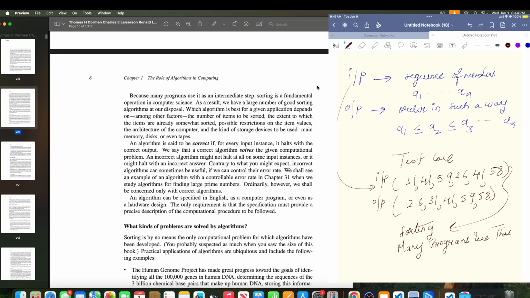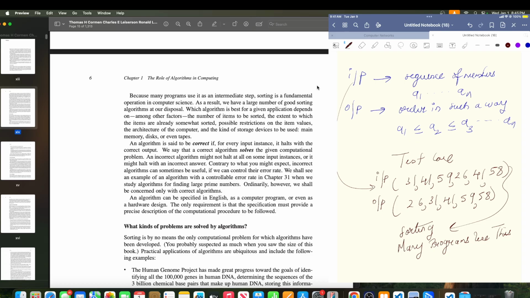Okay. Now, because many programs use it in an intermediate step, sorting is a fundamental operation in computer science. As a result, we have a large number of good sorting algorithms. Which algorithm is best for a given application depends upon, among other factors, the number of items to be sorted, the extent to which the items are already somewhat sorted, possible restrictions on the item values, the architecture of the computer, and the kind of storage devices to be used: main memory, disks, or even tapes.